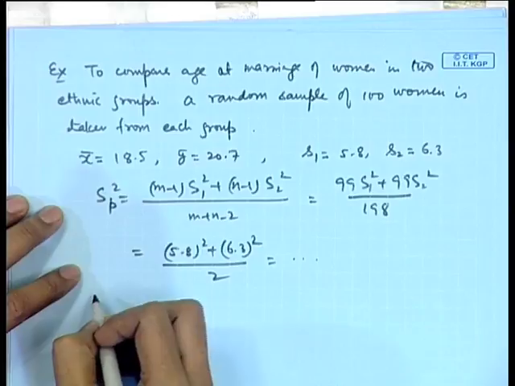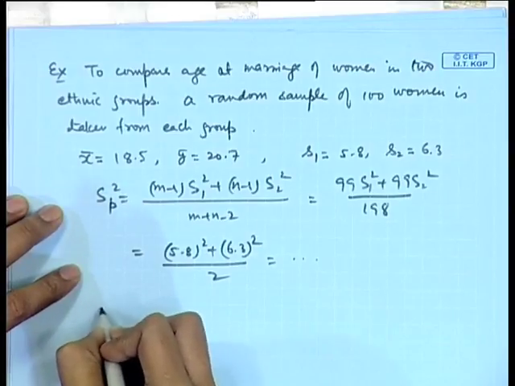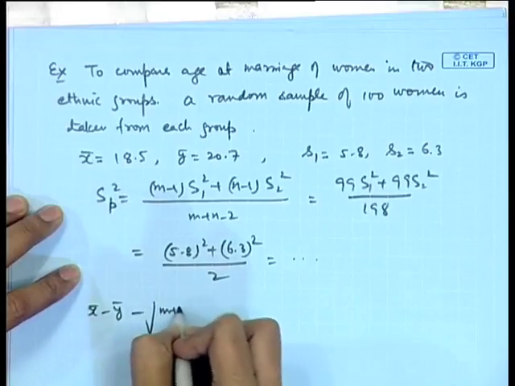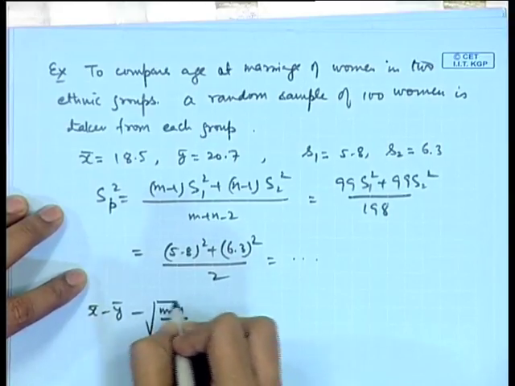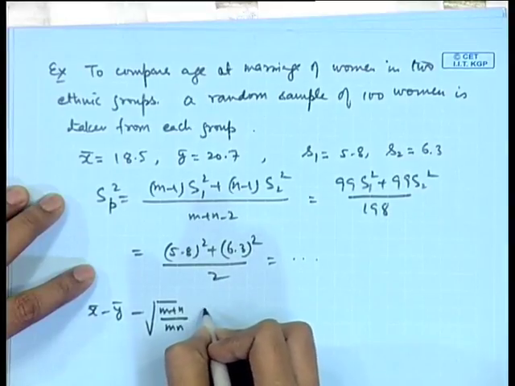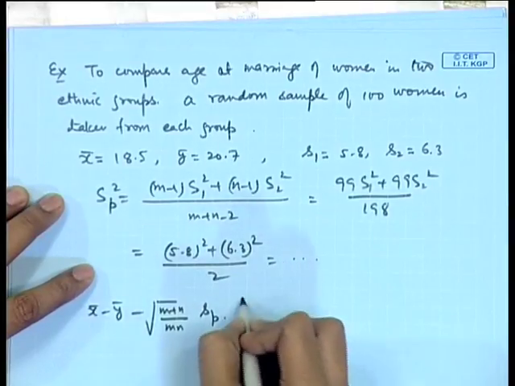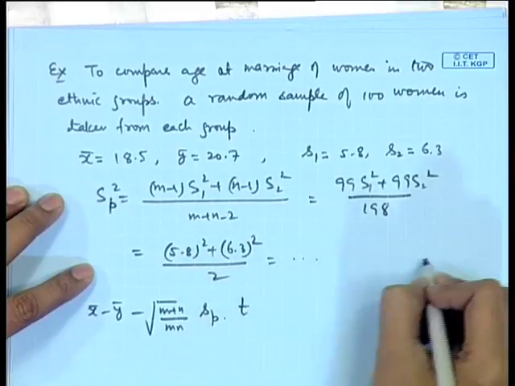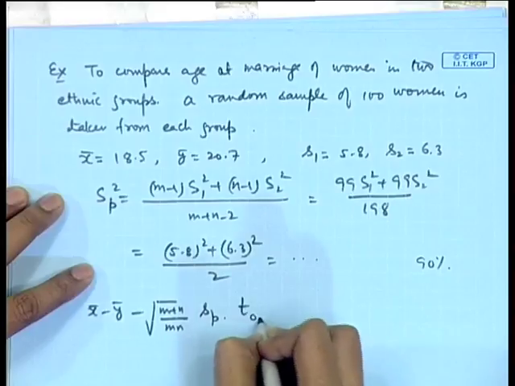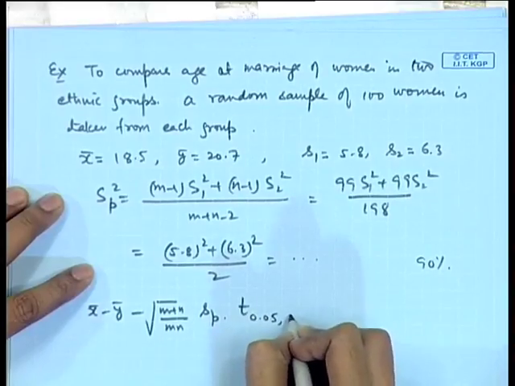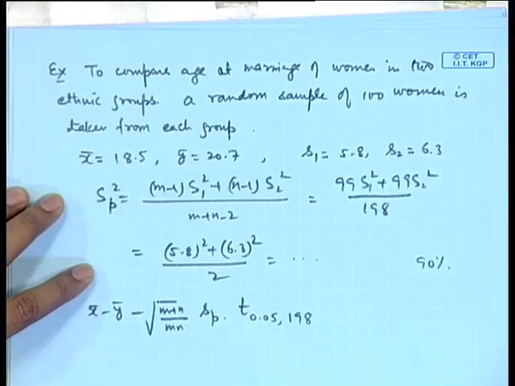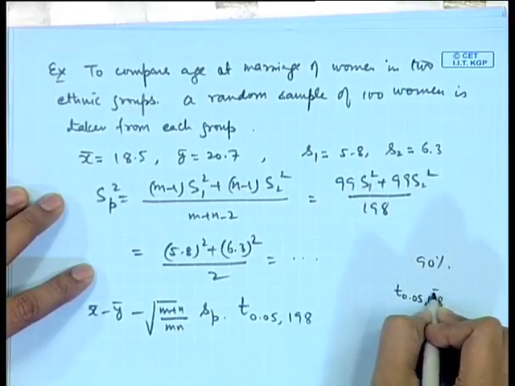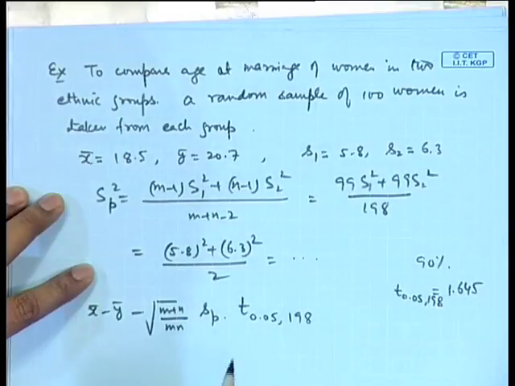In a similar way, we have the confidence interval as x bar minus y bar plus minus root m plus n by m n, that is, and then S p into t alpha by 2. Suppose I want 90% confidence interval. So, 0.05 and the degrees of freedom will be m plus n minus 2. So, this value we can see t 0.05, 198, which is almost as the normal distribution, 1.645.